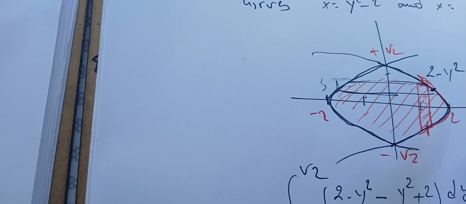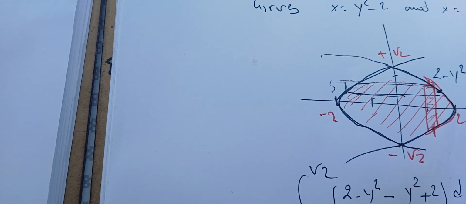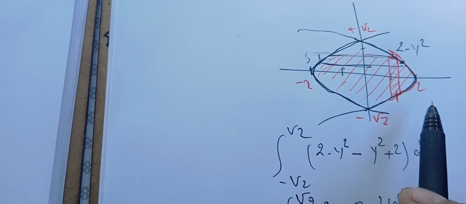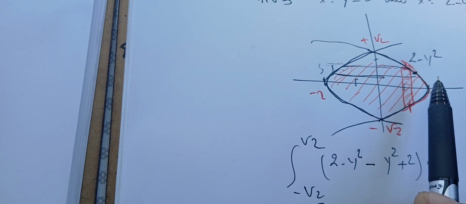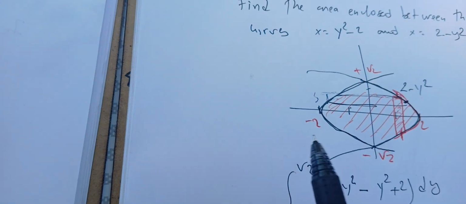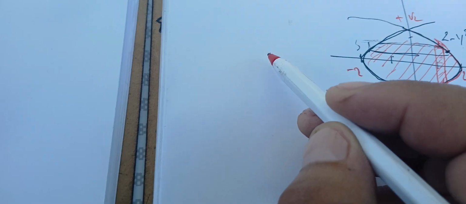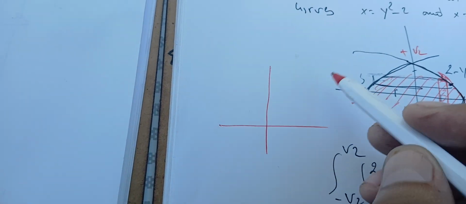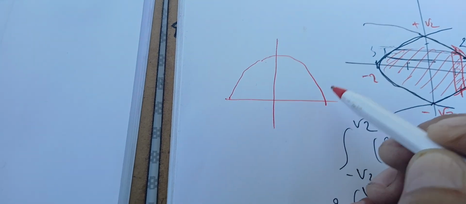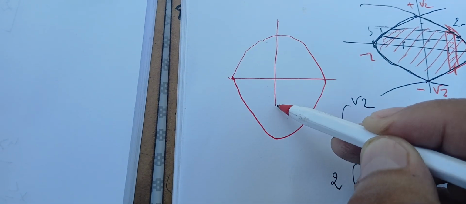If it's too difficult to integrate or to see, there is another trick we can do. x and y are just simple variables, so we can switch everything to x. We can flip this graph and treat it as 2 minus x squared, which is this one, and x squared minus 2, which is this one.